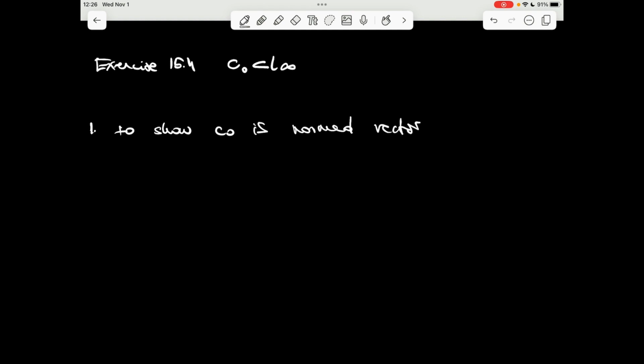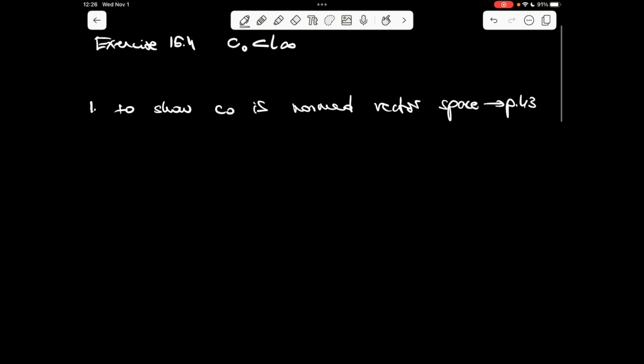We can show this by the use of the definition on page 43. We need to check if the operations follow the simple algebraic laws, and it's no big deal. So it is easy to see that all characteristics from A to H are satisfied. So C0 is a normed vector space, and C0 is a subspace of L infinity.